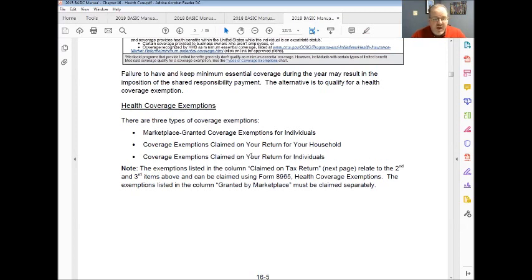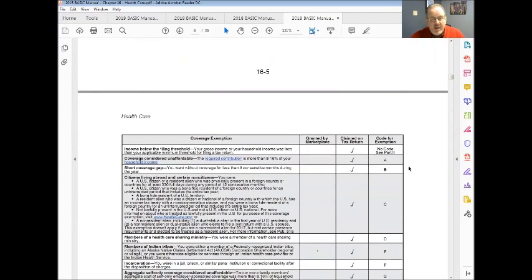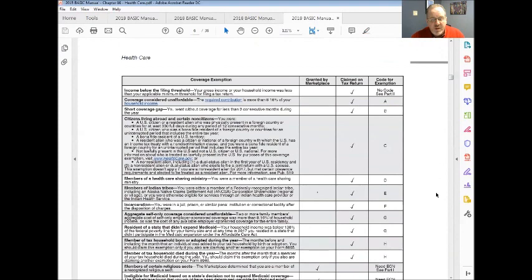We have coverage exemptions claimed for your household. This is an exemption that you're given depending on your household's income relative to the filing threshold, okay? However much of your income is above the filing threshold. So that is another possibility. And then the one that we use most often on the 8965, and this would be Part III, is coverage exemptions claimed on your tax return. We'll see those on the chart here, but you can see the ones in the middle column and then the codes, the letters, on the right. These are the ones that we'll start to use on the federal return to say that somebody does not have insurance, okay?